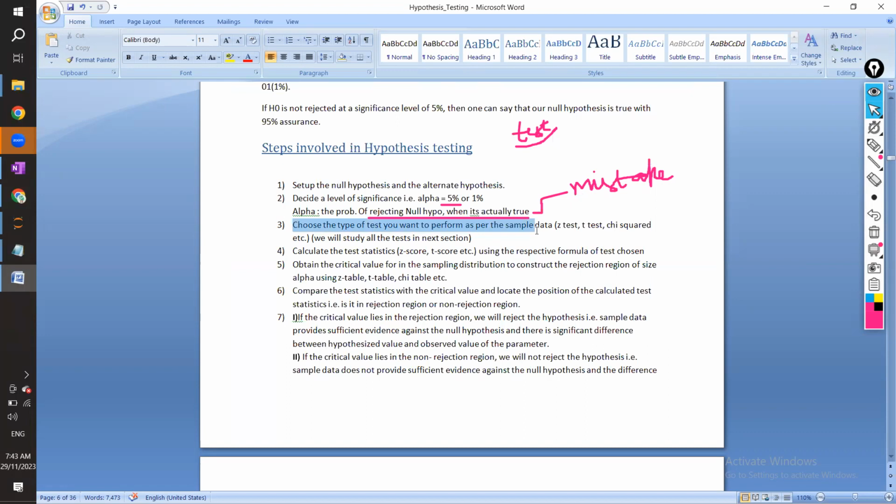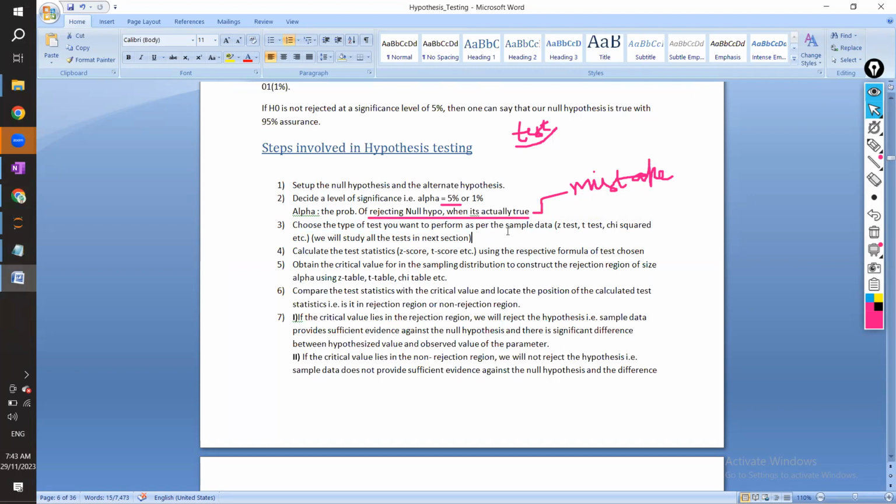Okay, what type of test you want to perform based upon the data. If it is a Z test or T test or whatever test you want to do, you will do. Then from that test you will get something called a test statistic, guys. These are just the steps we are going to see with the example. It will be very clear, don't worry.